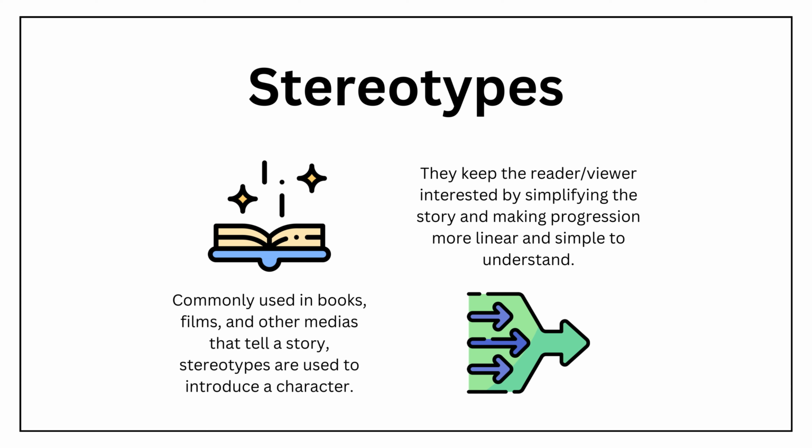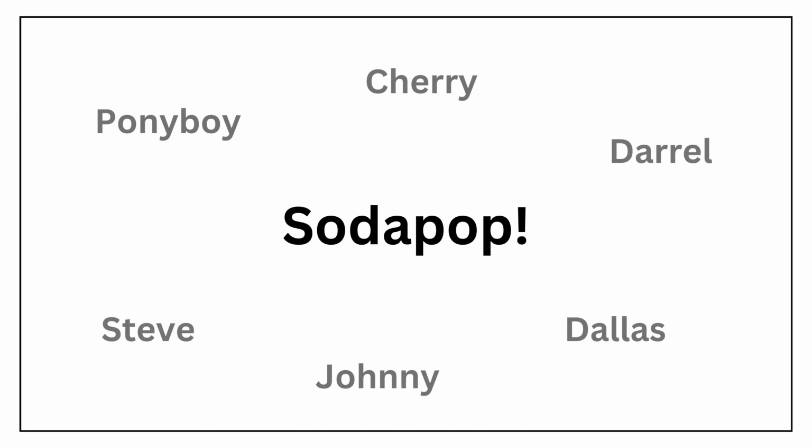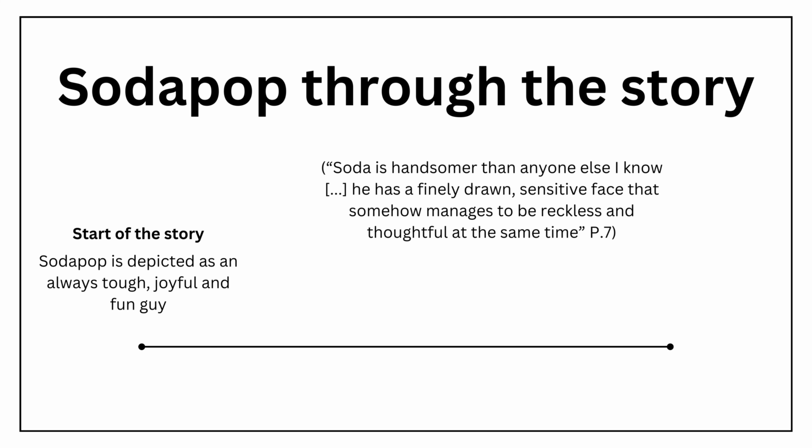We can get a clear example of this character development in The Outsiders, with the character of Soda Pop. Many characters could be used as an example, such as Ponyboy, Cherry, or even Darry, but Soda Pop is one of the simplest and most evident characters that have this connection with stereotypes. So we are going to use him for our analysis. At the start of the story, Soda Pop is depicted as a tough, joyful, and fun guy, who always thinks positively and isn't scared of speaking up when protecting his friends. We can say this with certainty by looking at his description and behaviors.